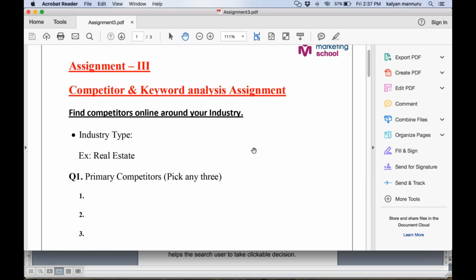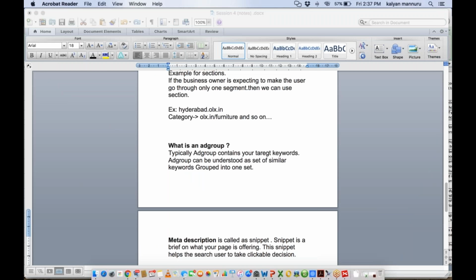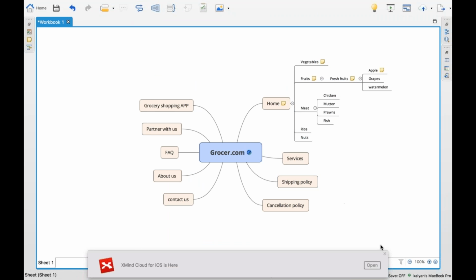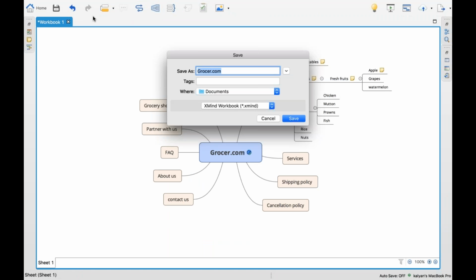So what you would be doing is, okay, I'll show this towards the end because there is competitor analysis also that has to be taught. Let me finish that up and then I'll show you what can be done. So I'm saving this for your reference.